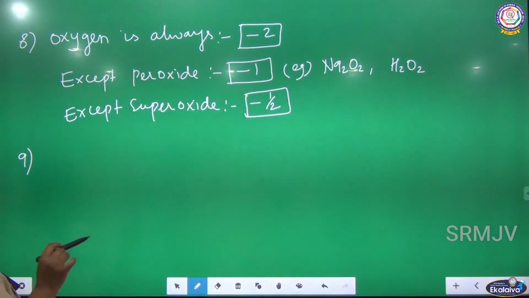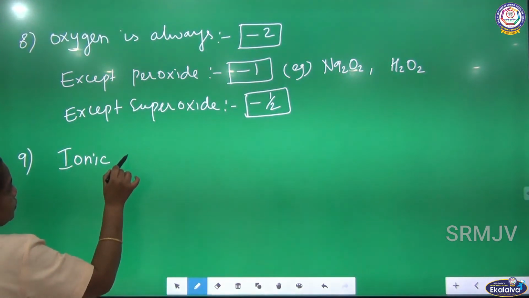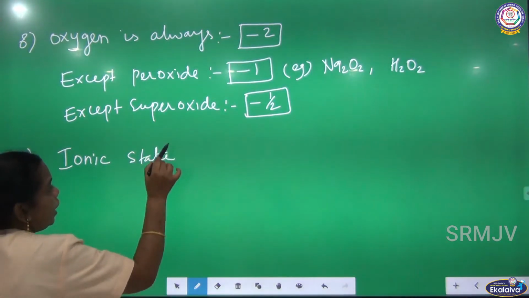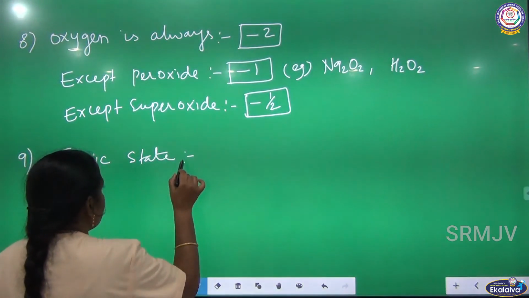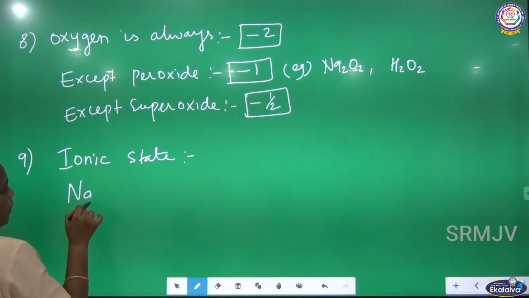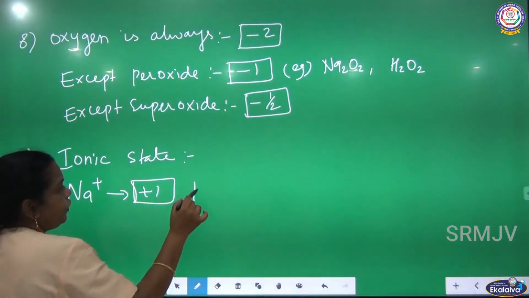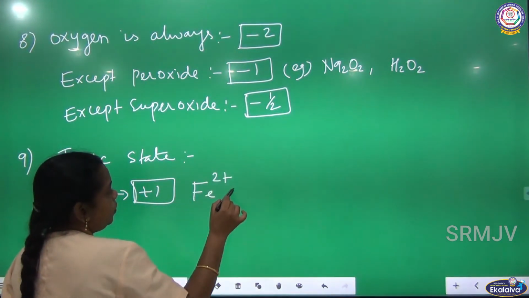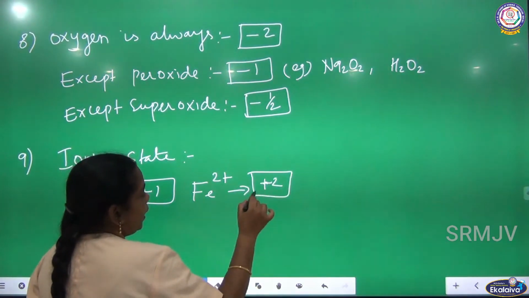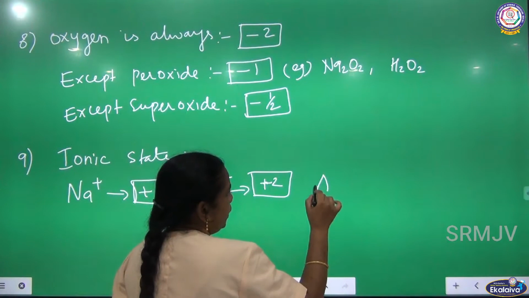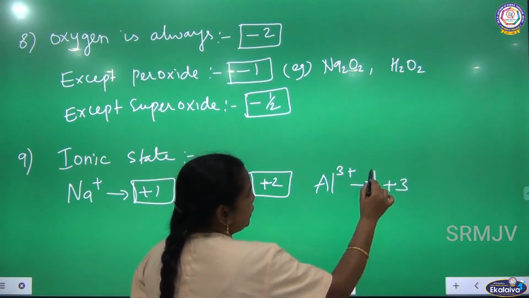And in the form of ions, the ionic state, the charge of the ion becomes the oxidation state. So now you can see that Na+ means the oxidation state is +1, and Fe2+ means the oxidation state is +2. And then for aluminium, 3+, so the oxidation state is +3.